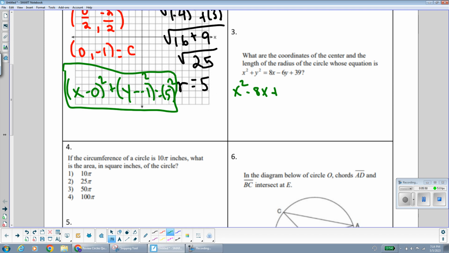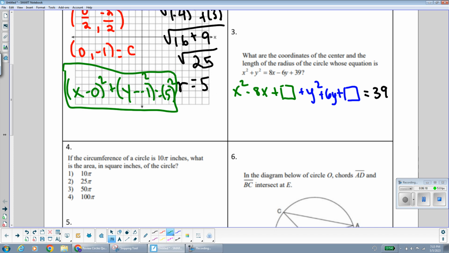And I am going to be completing the square, so I'm going to put a little box here. And then my y terms. And I'm going to move the negative 6y over so it could be with the other y terms. So it's going to go from being negative to being positive. And I'm going to put my little box here because I'm going to be completing the square. And I'm going to keep the constant where it is on the right-hand side of the equal sign.